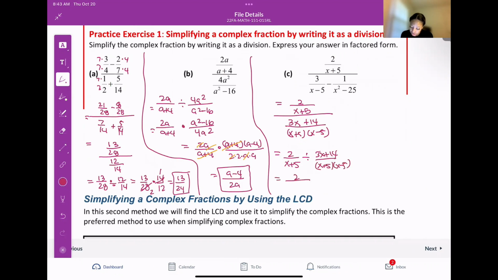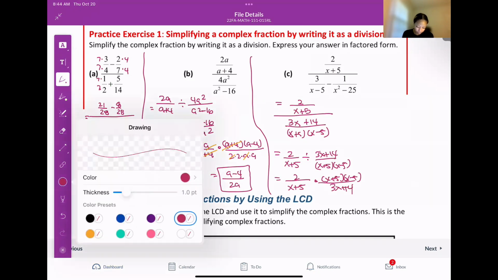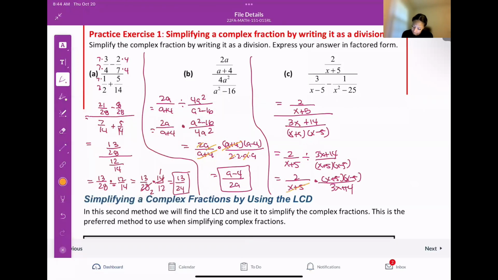Rewriting this as multiplication gives us 2 over x plus 5 times x plus 5 times x minus 5 over 3x plus 14. All right, and then what cancels? The x plus 5 cancel. All right, that's our final answer. 2 times x minus 5 over 3x plus 14.